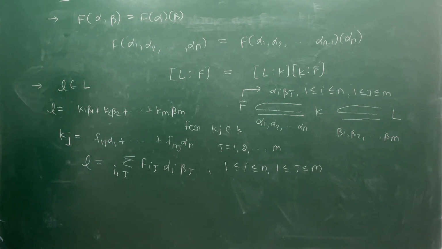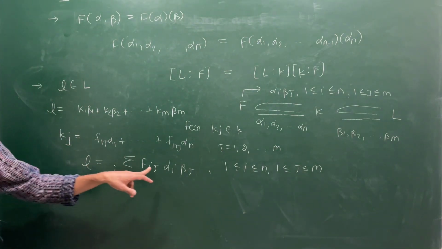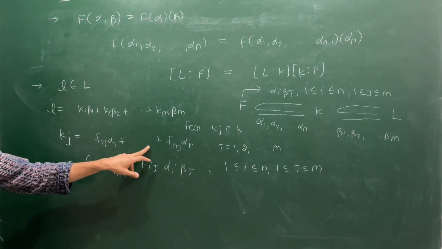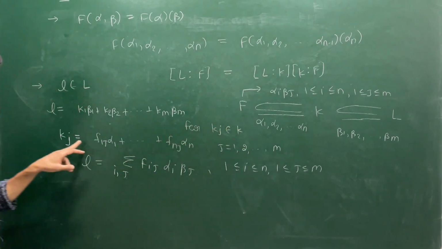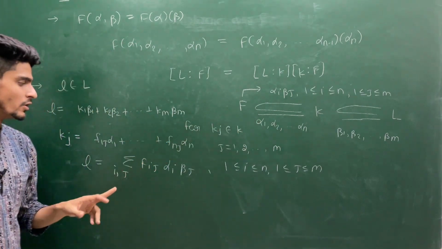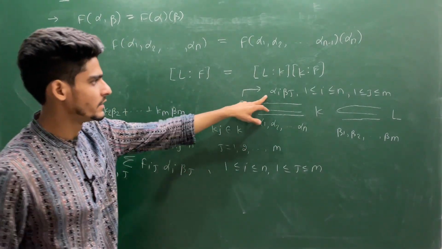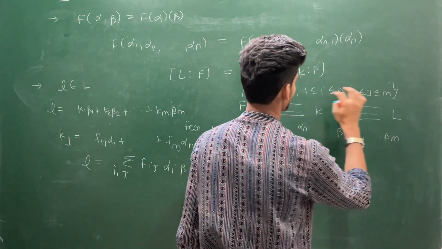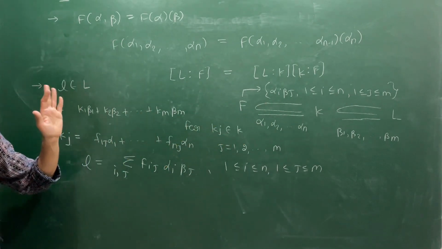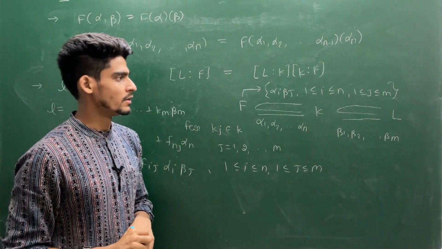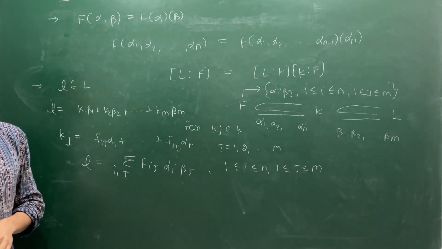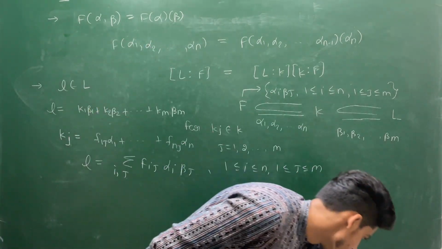With this condition, you can see this l is a linear combination of alpha i beta j, and the coefficients are coming from fij. These elements are coming from F, because as I have taken k, each kj can be written as a linear combination of alpha i's over F. So this set of alpha i beta j is a spanning set of L over F, or it spans L over F. Now what remains to show? It remains to show that this is a linearly independent set. Now this is again very easy. See how?